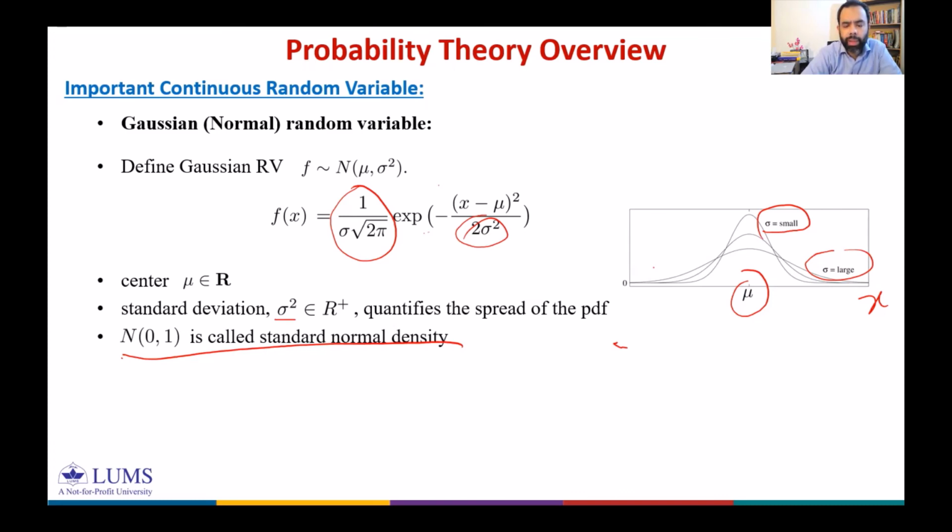This was a very quick overview of some of the very basic concepts related to probability theory. We will define more concepts as we progress in the course, as we feel the need to define those concepts. We'll stop here, and in the next video we'll start with Bayesian learning. Thank you.